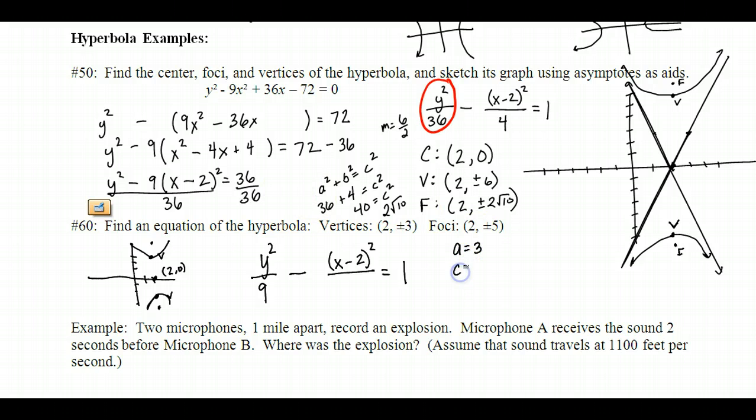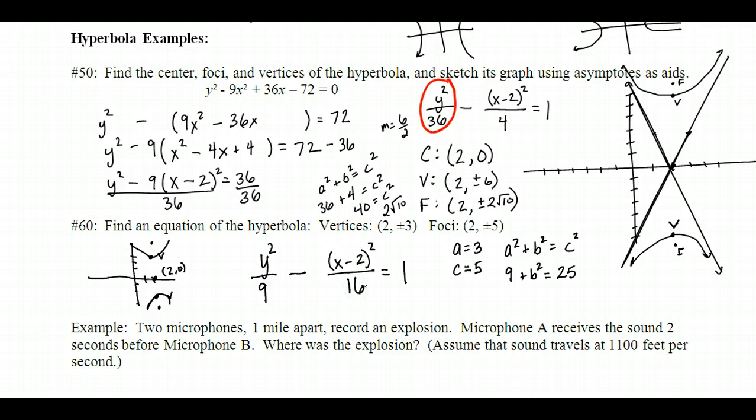We also know that c, the distance from our center to our foci, is 5. Now we can use a squared plus b squared equals c squared in order to solve for b squared. So we have 3 squared is 9 plus b squared is equal to c squared is 25. Subtract our 9, and b squared is equal to 16. So we have a 16 in there.